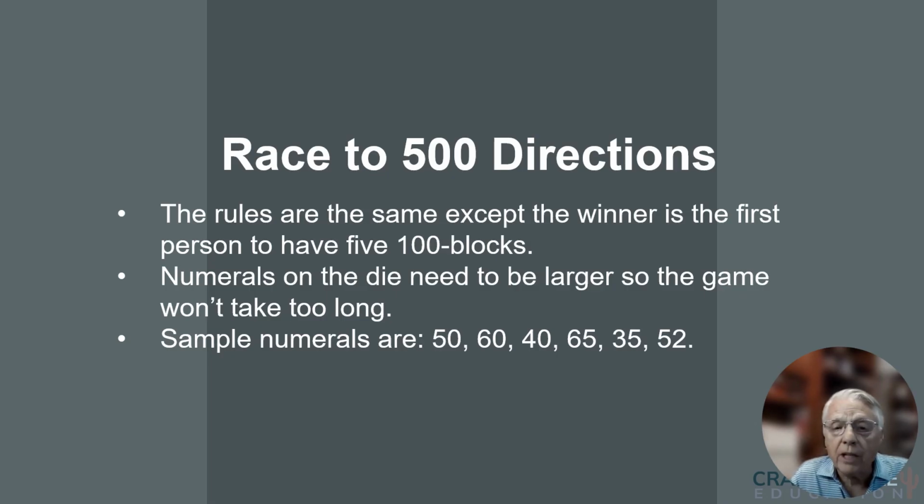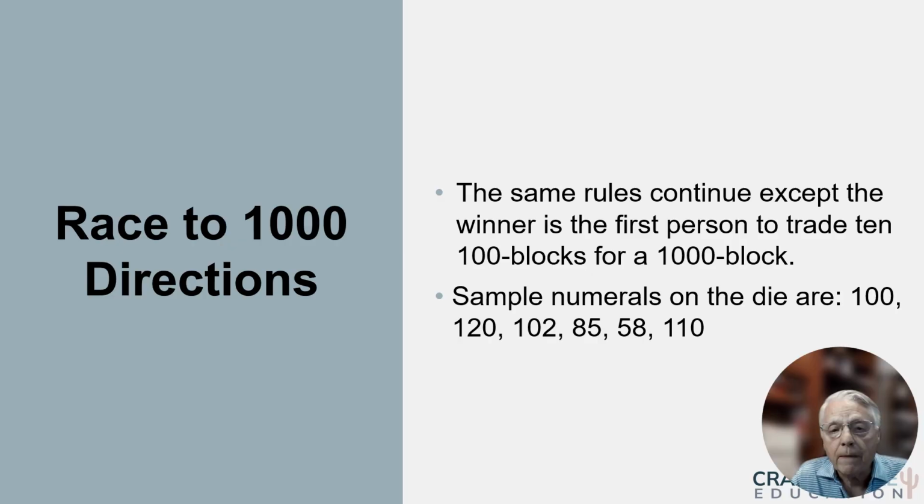Race to 500, the same game, except the banker has a bunch of 100 blocks, 9 or 10. The first person to have 500 is the winner. The only change is the numbers on the die; the numerals there need to be larger: 50, 60, 40, 65, 35, 52, for example. You can see the average is around 50 because we want 10 rolls of the die before there's a winner.